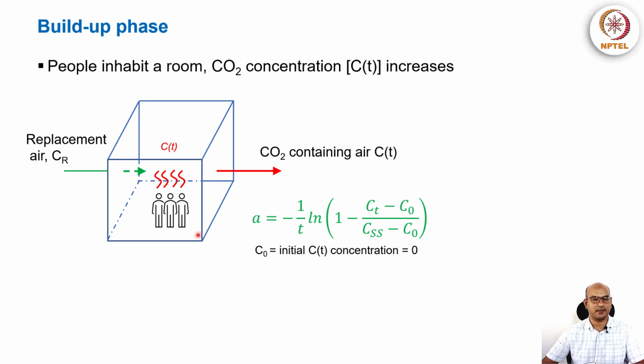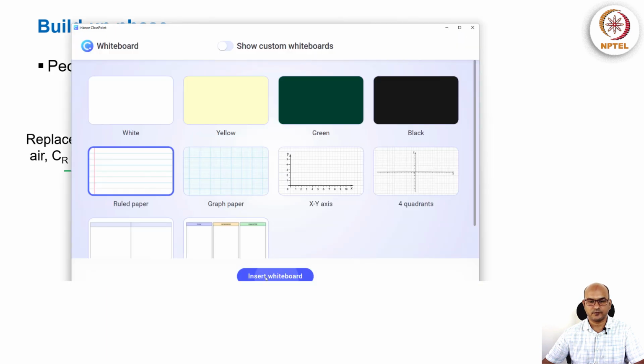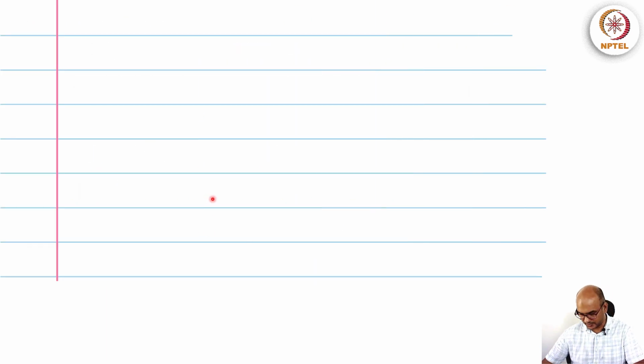First we will describe the setting, which is one particular room, and there are some people inside the room which are emitting this CO2. This leads to the concentration CT. A replacement air CR is coming in and CO2 containing air is going out, and this is the air exchange rate: A equals minus ln of 1 minus (CT minus C0) divided by (CSS minus C0). And sometimes when we have a buildup phase, which means the people come in and we open the room and let the ventilation happen, we might be having a buildup in the CO2 because the people are acting as a source. Now let us derive this term. So I'm going to open our whiteboard and do the derivation.